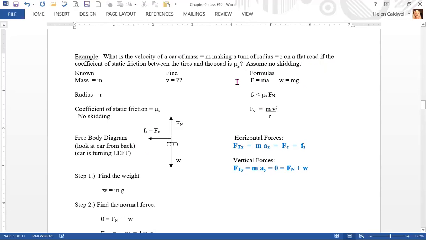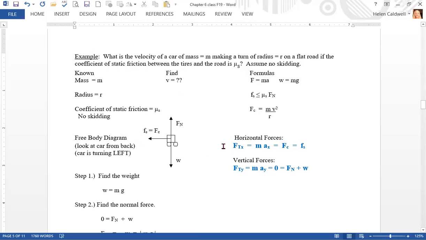So formulas: F equals ma, W equals mg, the static frictional force, and the new one, centripetal force, mv squared over r. You need to learn the new one. F sub c is equal to mv squared over r. So horizontal and vertical force equations come from the diagram. Weight comes down, normal force is up, centripetal force is pulling us left into the circular path, and we've said it's going to be static friction.